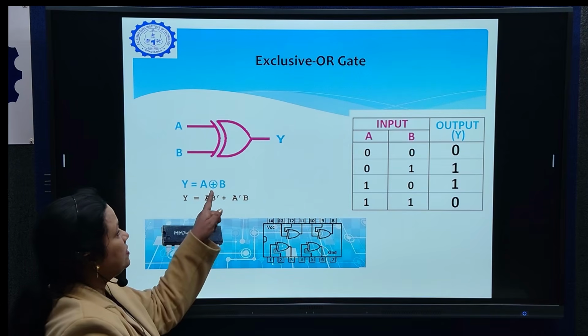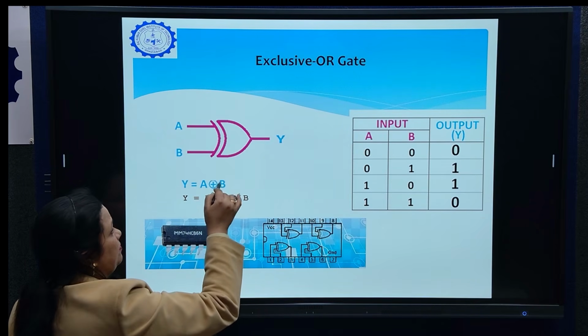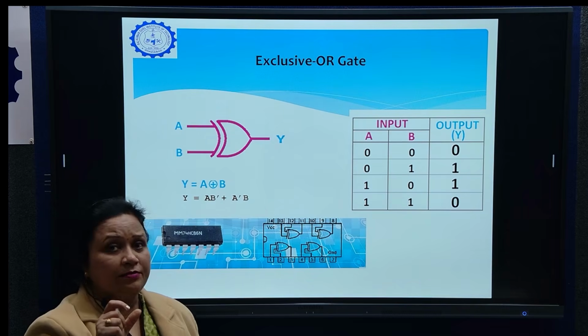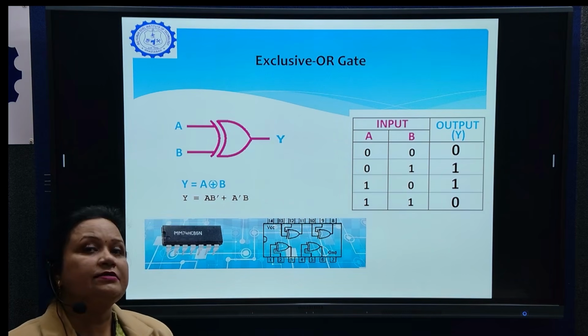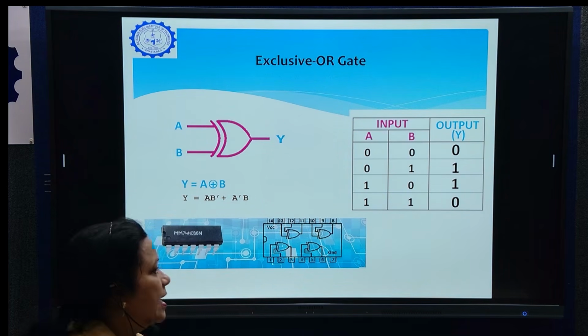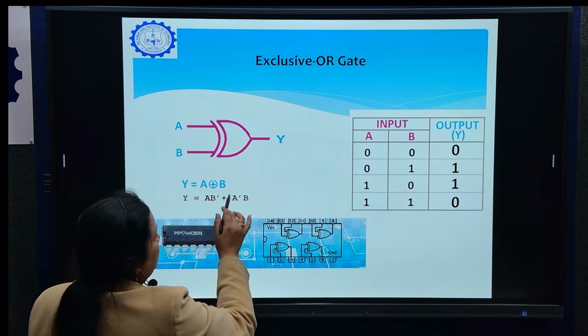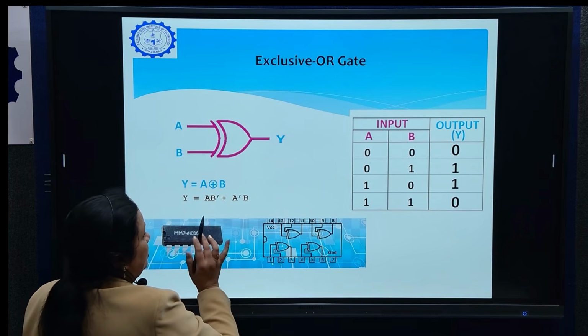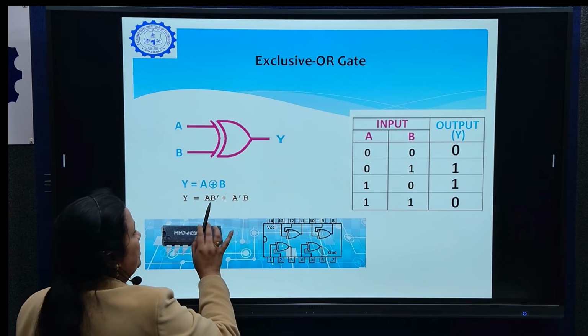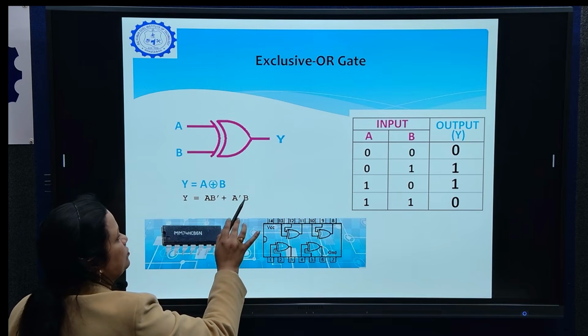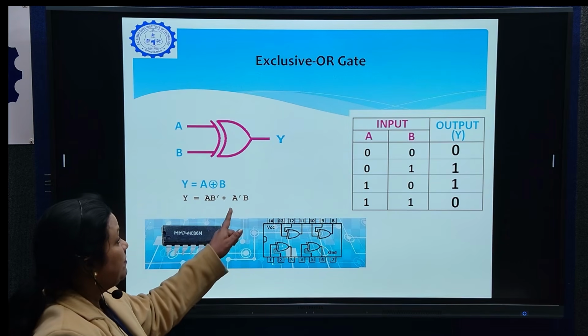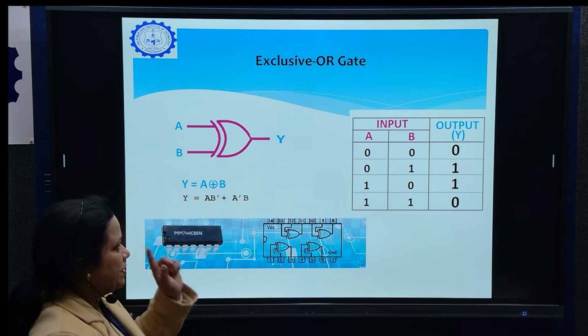Now how to open this? This circle with a plus sign means XOR operation. And what does that XOR operation really mean? That means a b bar plus a bar b: first variable into complement of second, plus the complement of the first variable into the second variable.